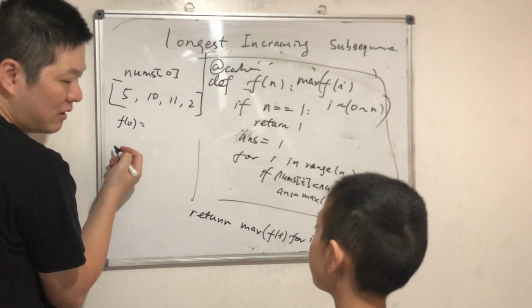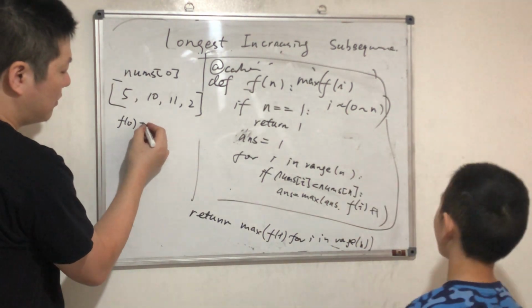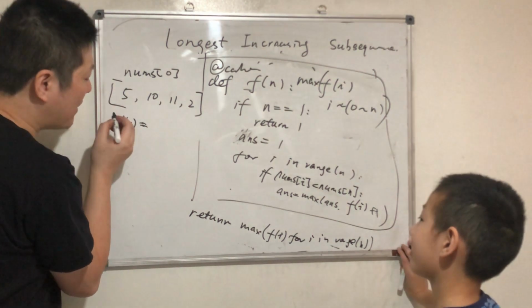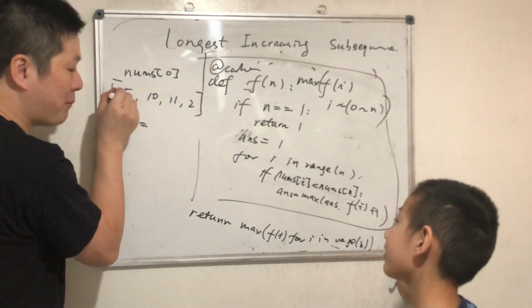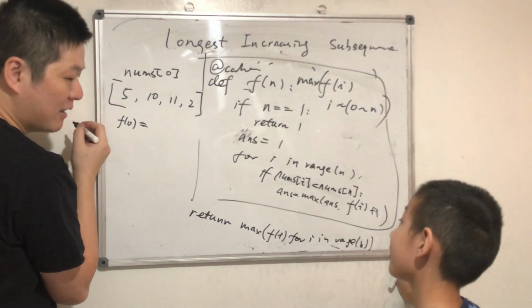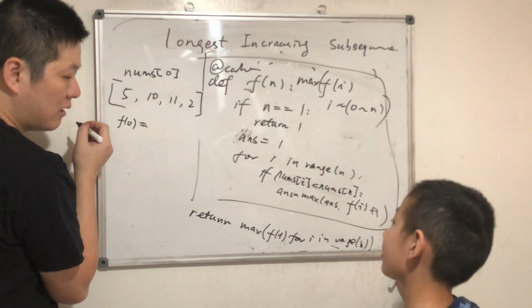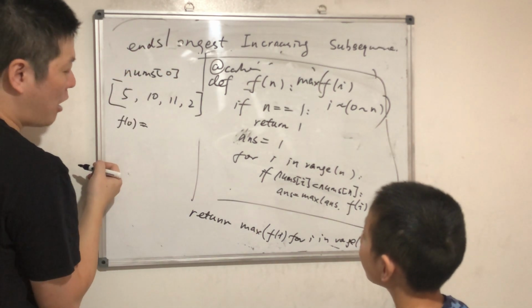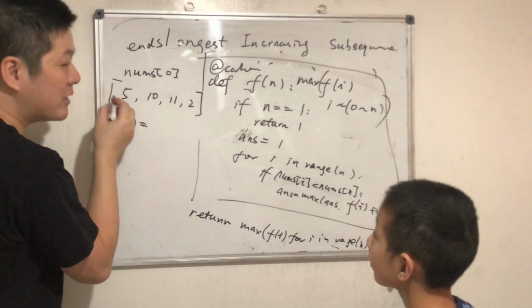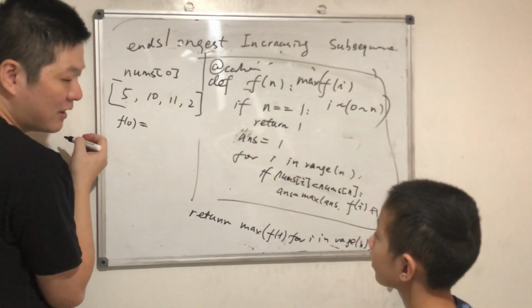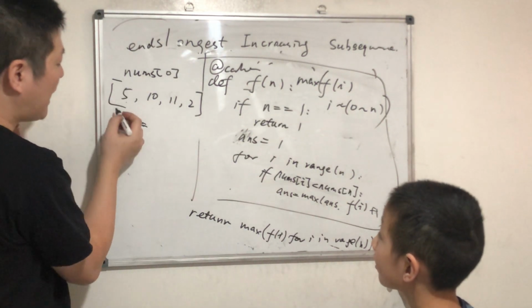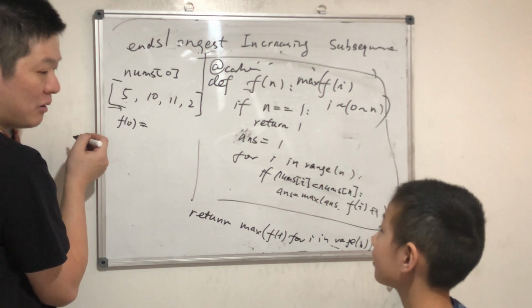How many? What's the length of the longest increasing subsequence that ends in number 5 in this array? 2. Why is it 2? Starting from the left, why is it 2? What's the answer?